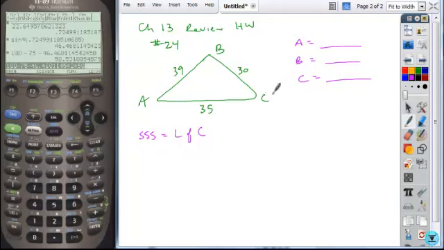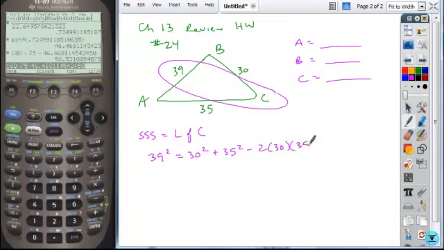What I would do is find angle C first. So the way that you set up your law of cosines, if you don't know an angle, is you start with the side opposite that angle and plug in your value. So the side squared is equal to the sum of the squares of the other two sides minus twice the product of those two sides, all times the cosine of your unknown angle.